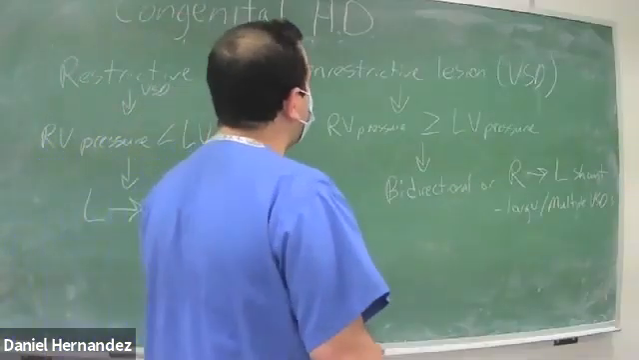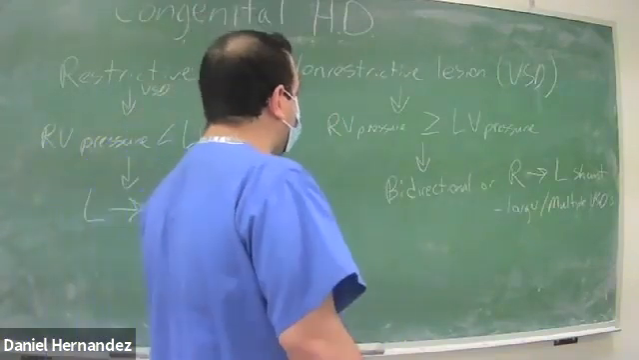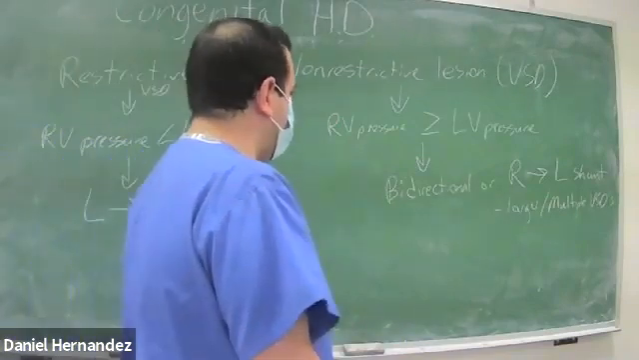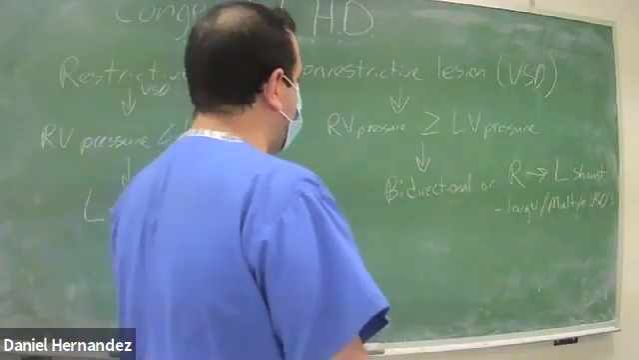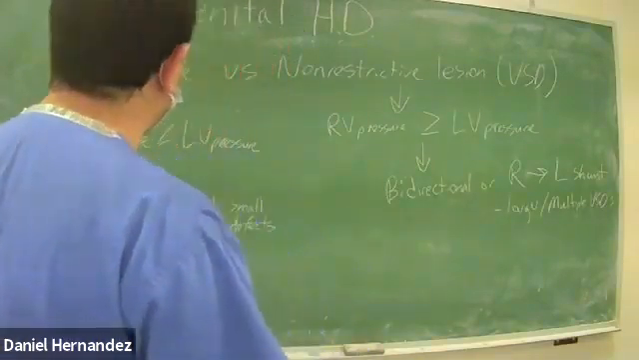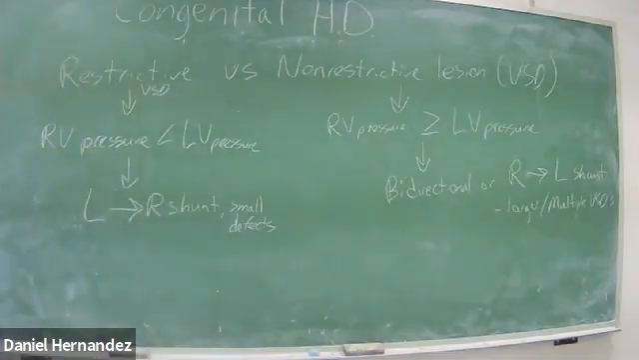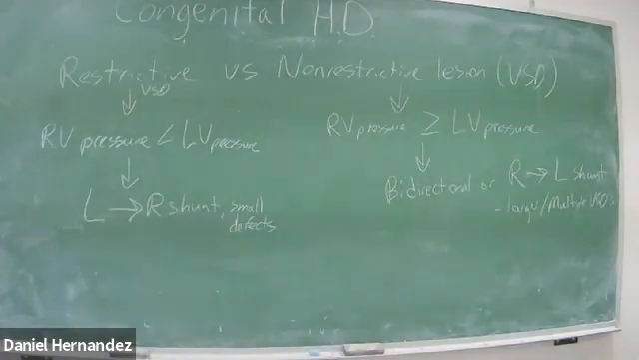So non-restrictive lesion or a non-restrictive VSD, right ventricular pressure is greater than or equal to the left ventricular pressure. That results in either a bidirectional or right to left shunt. These are seen with larger VSDs or the presence of multiple VSDs. A restrictive VSD, the right ventricular pressure is less than your left ventricular pressure. So you have your normal left to right shunt, and these are seen with small defects.